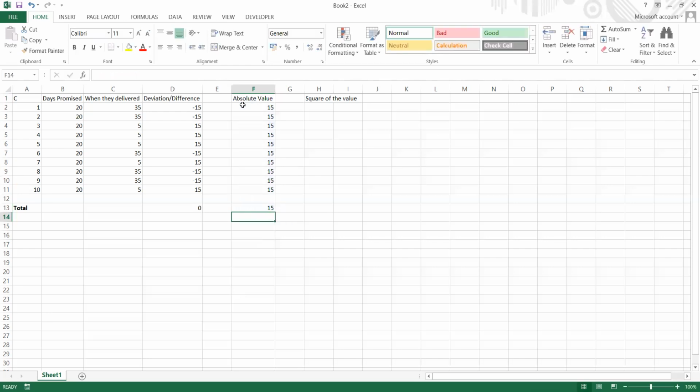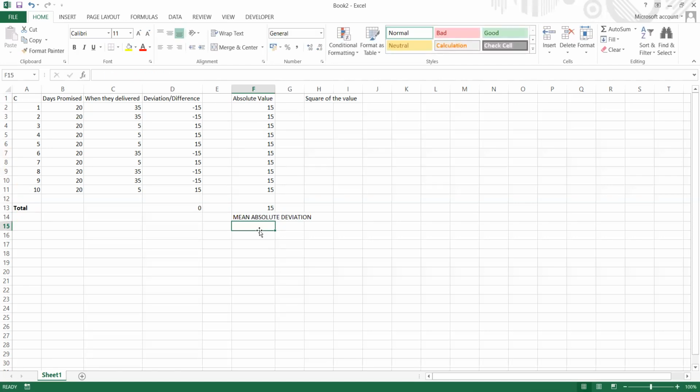Okay, so it is 15. This is called mean absolute deviation, MAD. Mean is absolute value, right? So mean absolute deviation.